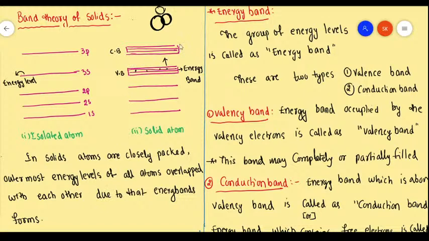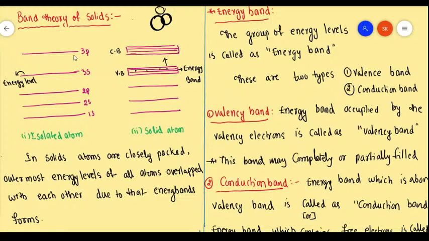Okay, conduction band is the energy band which is above the valency band. Okay, students, are you getting it? Write in the chat box if you have doubts. Okay, right. Now listen here.